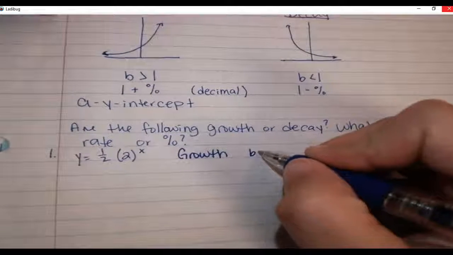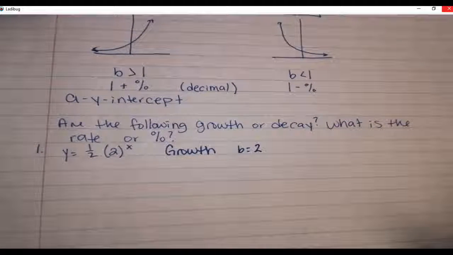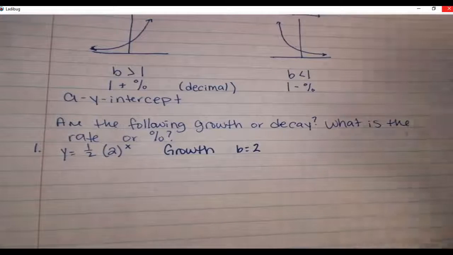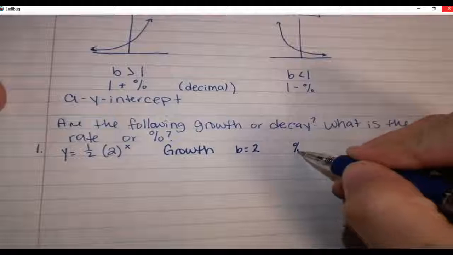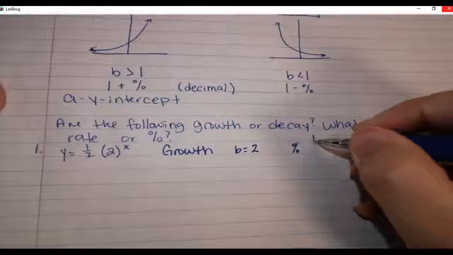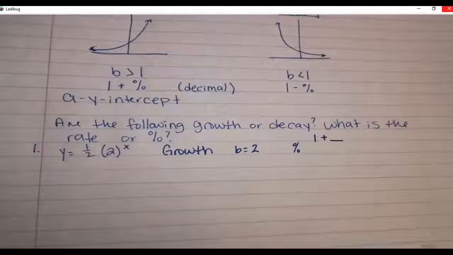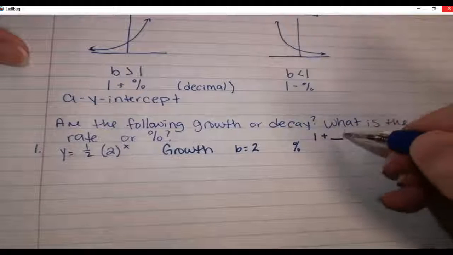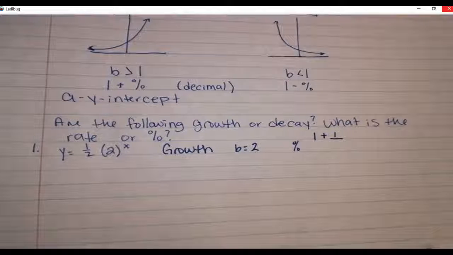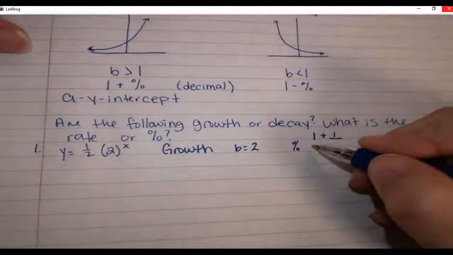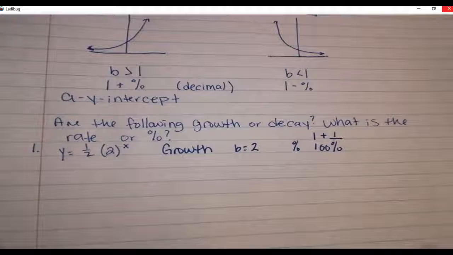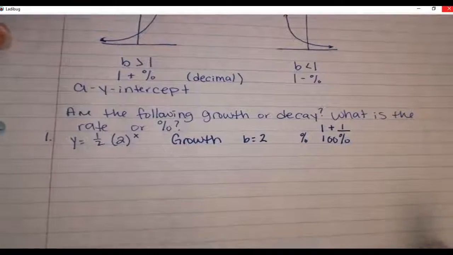And that's again because our b equals 2. Now if we wanted to know this rate as a percent, since it's growth, it's got to be 1 plus something. Well, 1 plus what gives me 2? 1 plus 1. What is 1 as a percentage? 100. Good. So then our percent would be 100%. And like I said, we'll look a little bit more at that kind of stuff tomorrow.